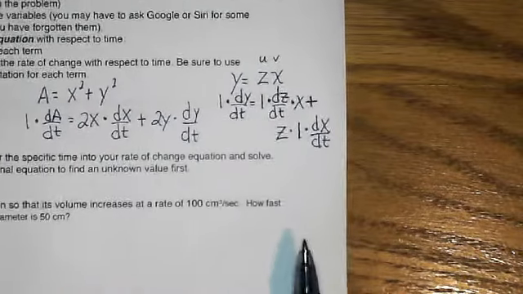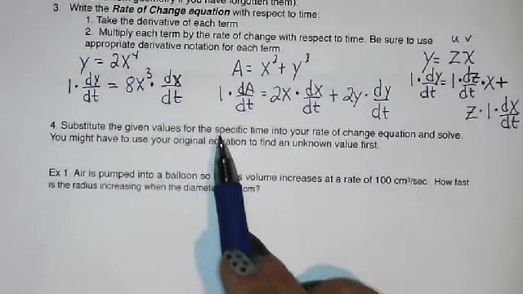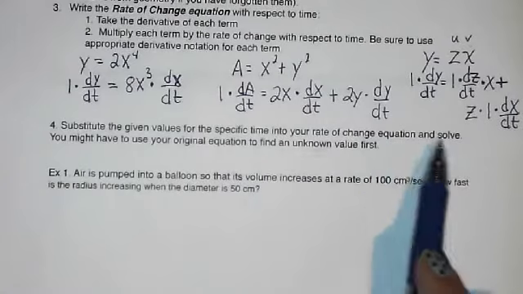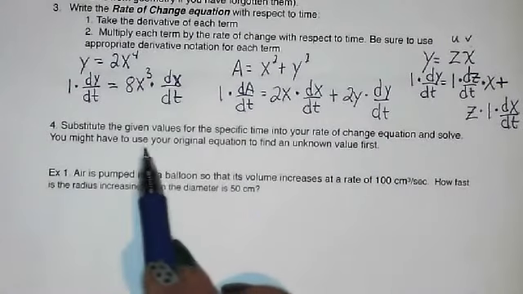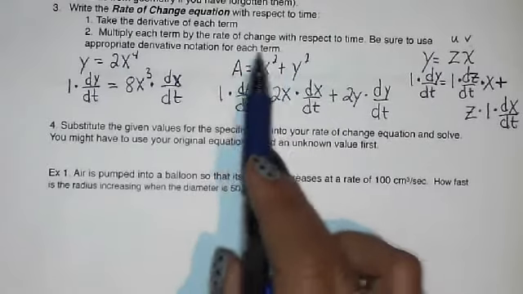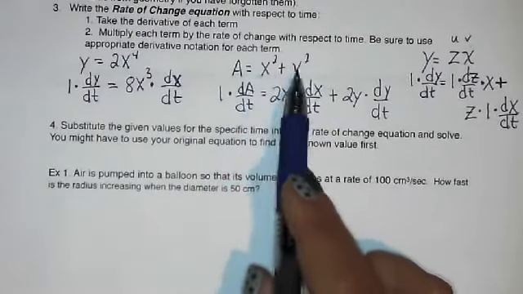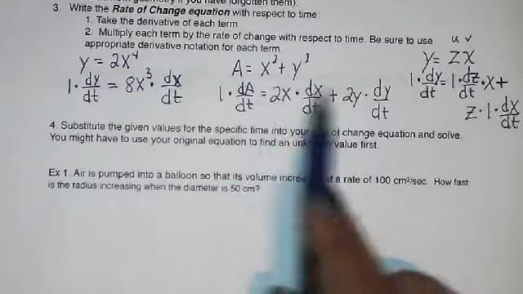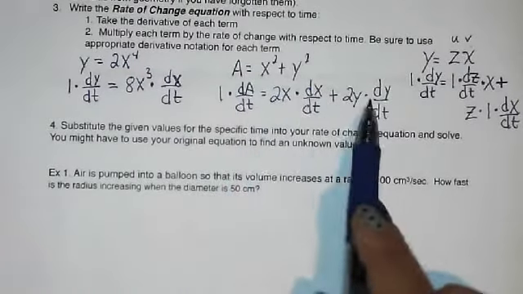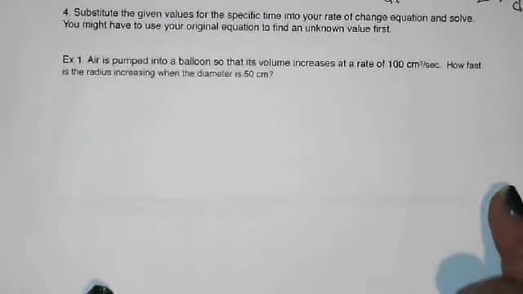All right, so after you've got your rate of change equation, now is when you substitute the given values for the specific time into your rate of change equation, and solve. And you might have to use your original equation to find an unknown value first, because say they give you the area and this x value, but you're going to need to know the y value to put it into your rate equation. So you might have to come back here and do a little algebra first before you can plug everything in. So we're just going to do some examples now.